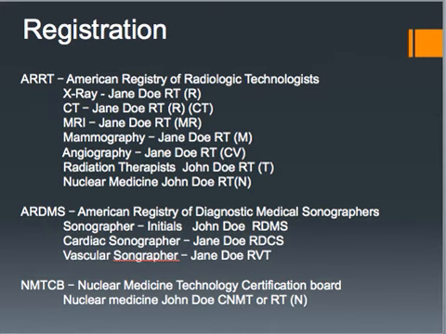So make sure you know who each of the modalities would be registered through. Is it through the ARRT? Is it through the ARDMS? Or is it the NMTCB? Or both? And then knowing the initials after them are good. So X-ray would be RTR, which stands for Registered Technologist in Radiology. And then same thing, so on and so forth for CT, MR, mammography. Angiography, the initials CV stand for cardiovascular.